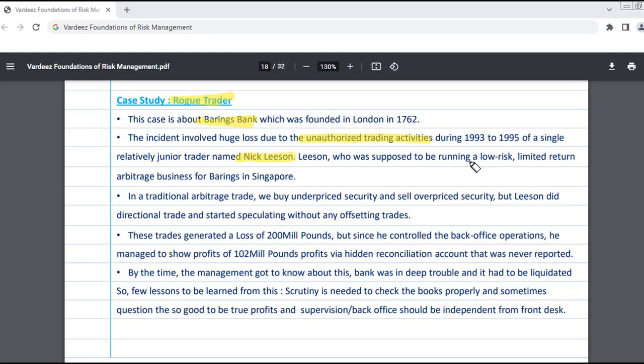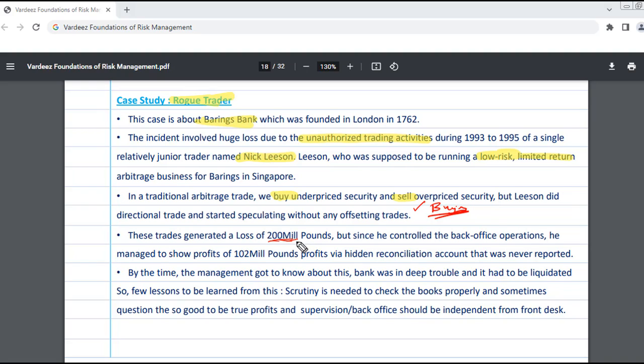Now Leeson was supposed to be running a low risk, limited return arbitrage business for Barings in Singapore. So usually in a traditional arbitrage trade, you buy the underpriced security and you sell the overpriced security, but Leeson did it the other way around. For example, one of his trades involved buying one security, and there was no shorting or selling of another security as you would when doing an arbitrage. So this was very unusual among his trades. Don't know why he did, but these trades generated a loss of 200 million pounds.